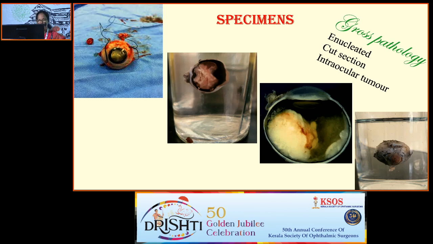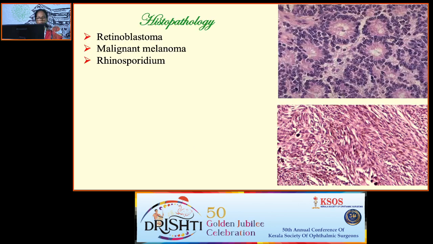Then next is specimen, which can be a gross pathological specimen, which can be a full eyeball or a cross section of eyeball, which you have to tell about, that is an enucleated eyeball or a cross section of eyeball showing an intraocular tumor, probable diagnosis, and how you will treat. You have to know all this. Then about the histopathology, same. Histopathology can be retinoblastoma, malignant melanoma, rarely rhinosporidium. So you know the rosettes, fleurettes, etc.